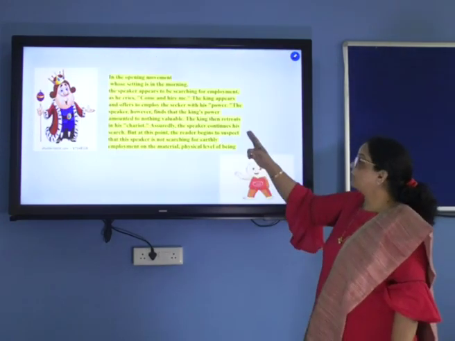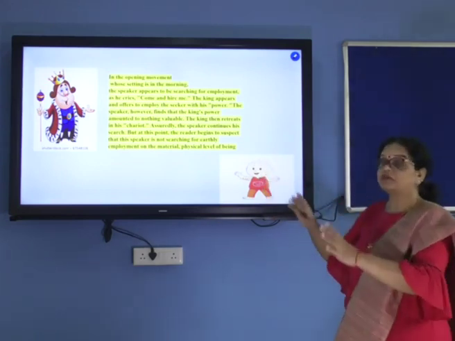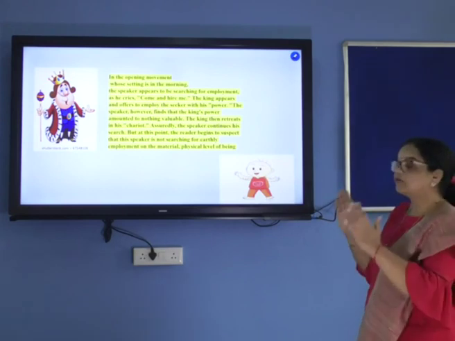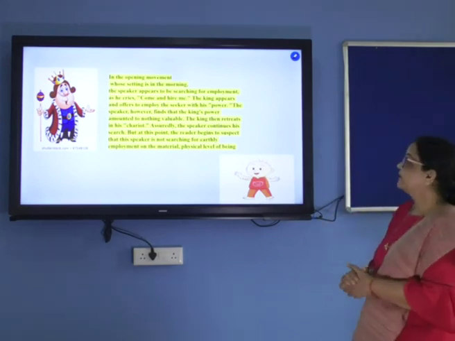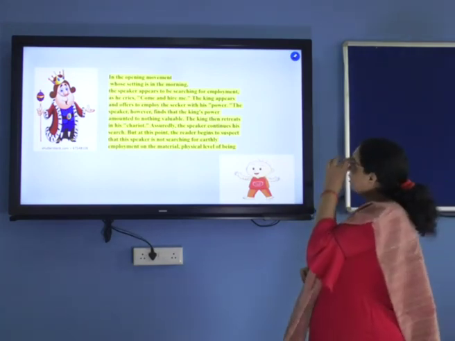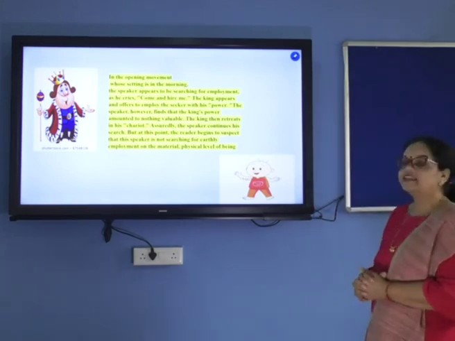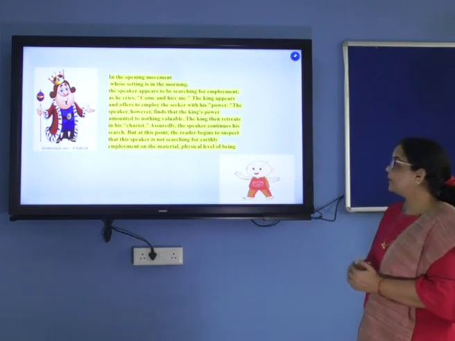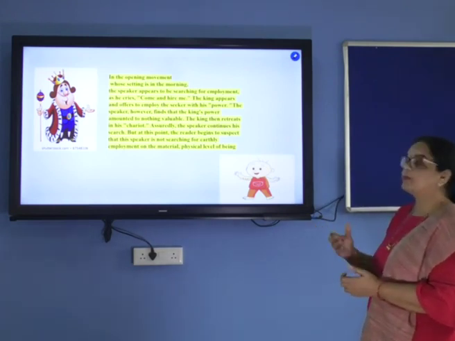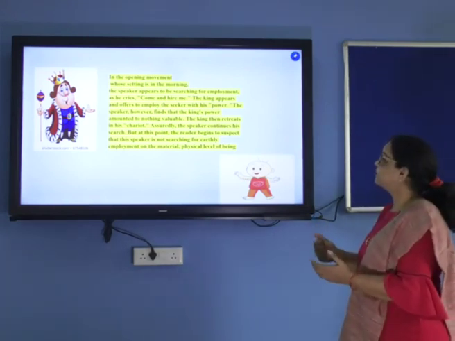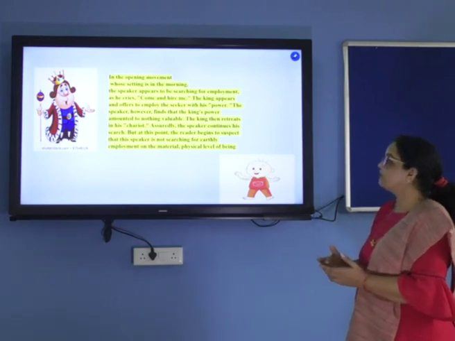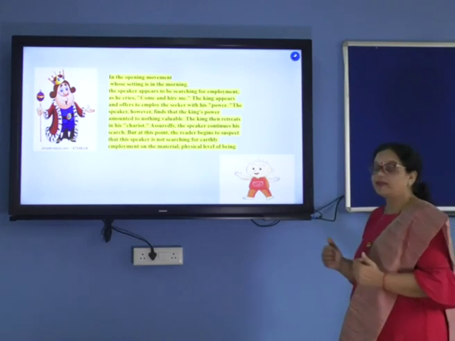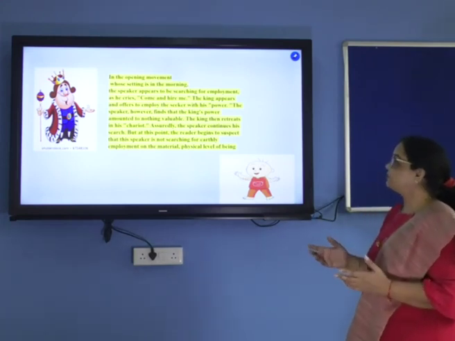Now you see, this is the opening movement of the poem, whose setting is in the morning. The speaker appears to be searching for employment as he cries, come and hire me. The king appears and offers to employ the seeker with his power. The speaker, however, finds that the king's power amounted to nothing. The king then retreats in his chariot.